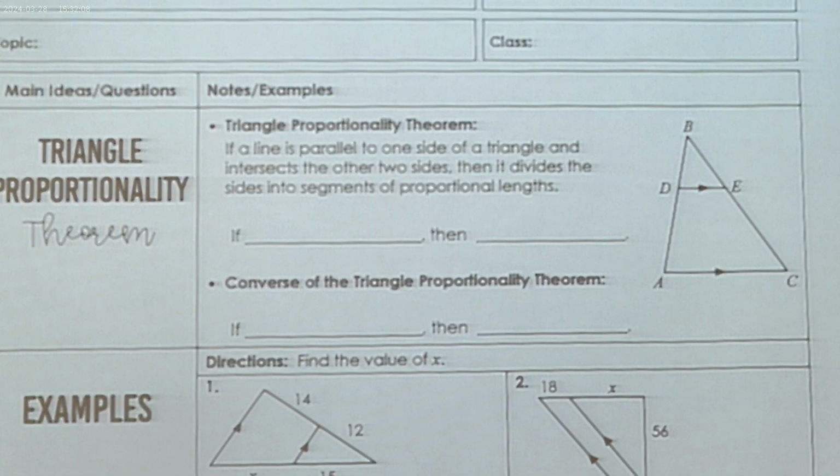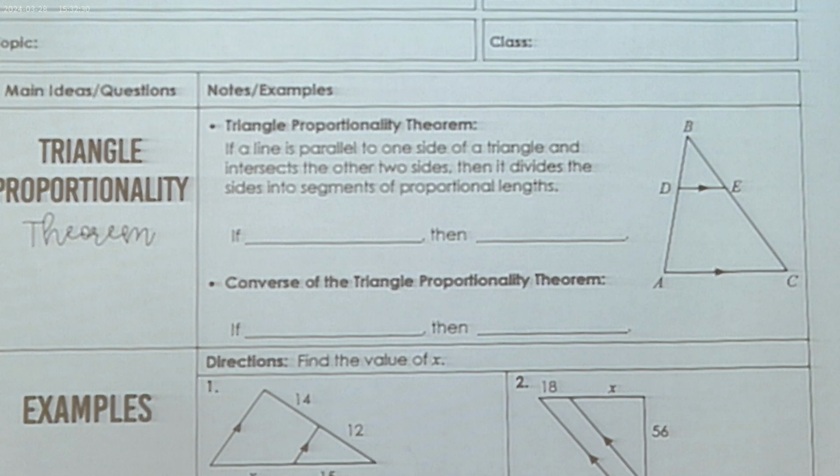So in this case, the triangle proportionality theorem tells us that if a line is parallel to one side of the triangle and intersects the other two sides, then it divides the sides into segments of proportional lengths. So how do we know that they are proportional?